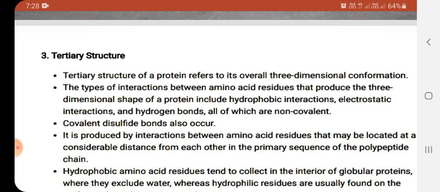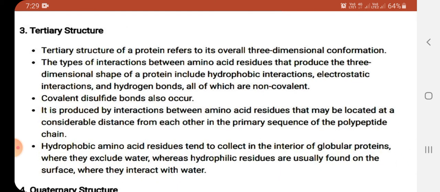Tertiary structure refers to the mode of bending or folding of the polypeptide chain to form a compact, tightly folded, three-dimensional globular structure. It is characterized by the polypeptide chain taking a three-dimensional shape, which is either spherical, globular, or irregular. It is also so compactly folded that there is little or no space for water molecules. The chain is not arranged along one axis but is irregularly folded. So the tertiary structure of proteins is produced by interaction between amino acid residues that may be located at a considerable distance from each other in the primary sequence of the polypeptide chain.